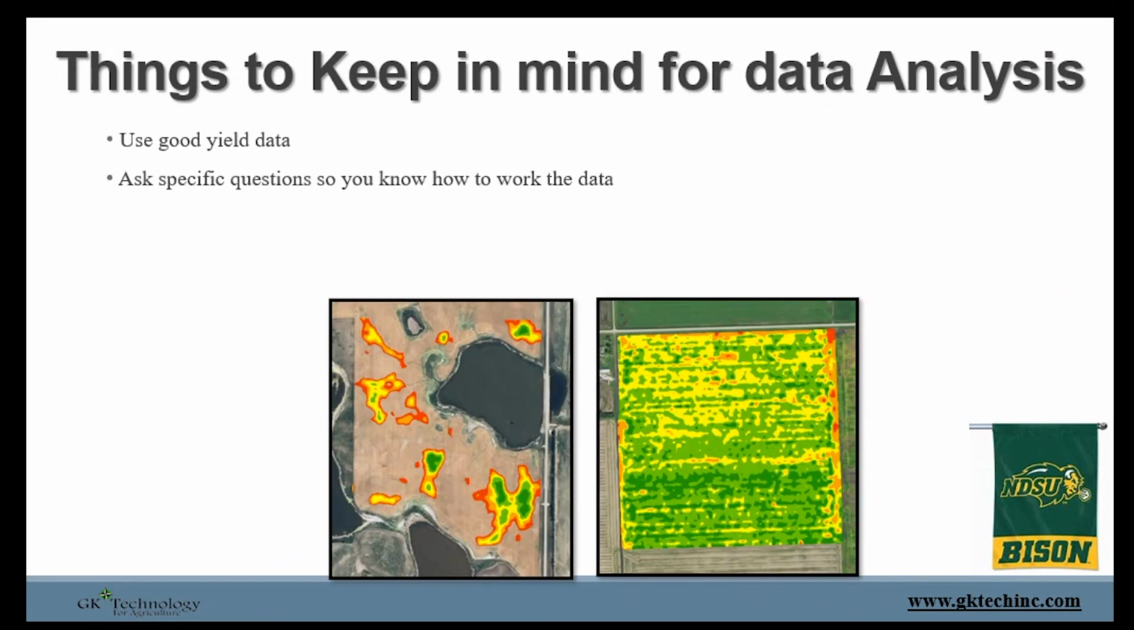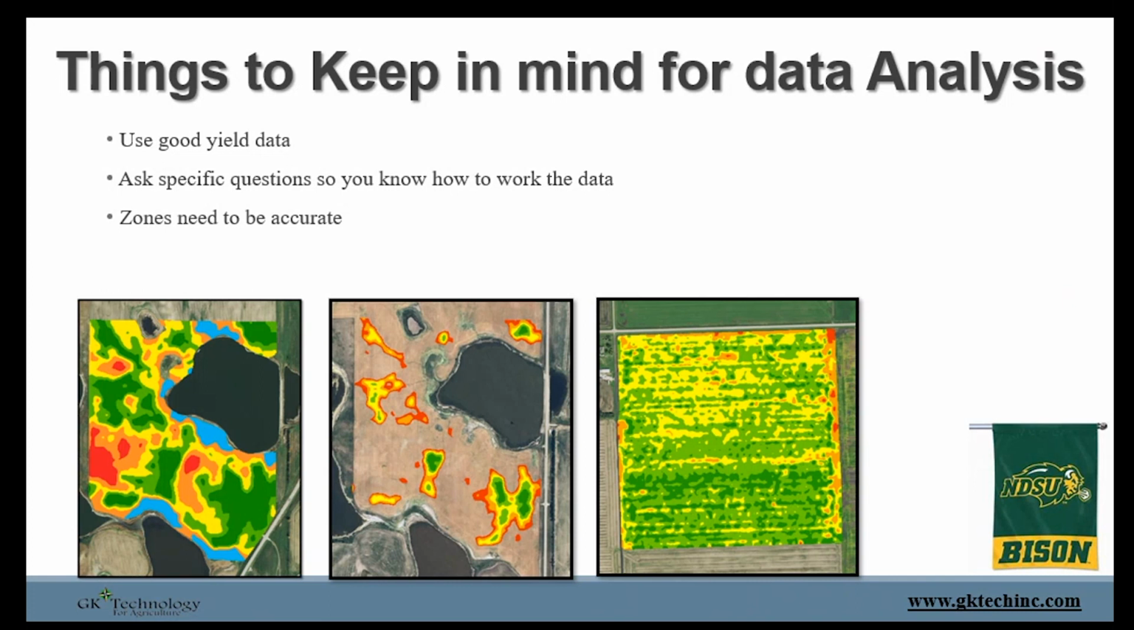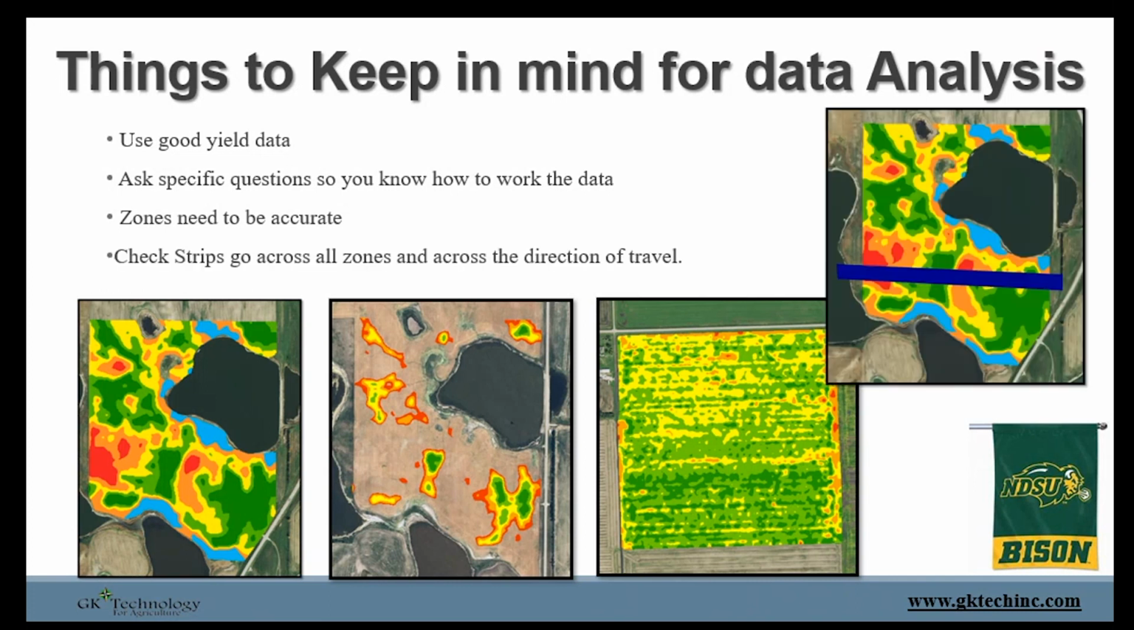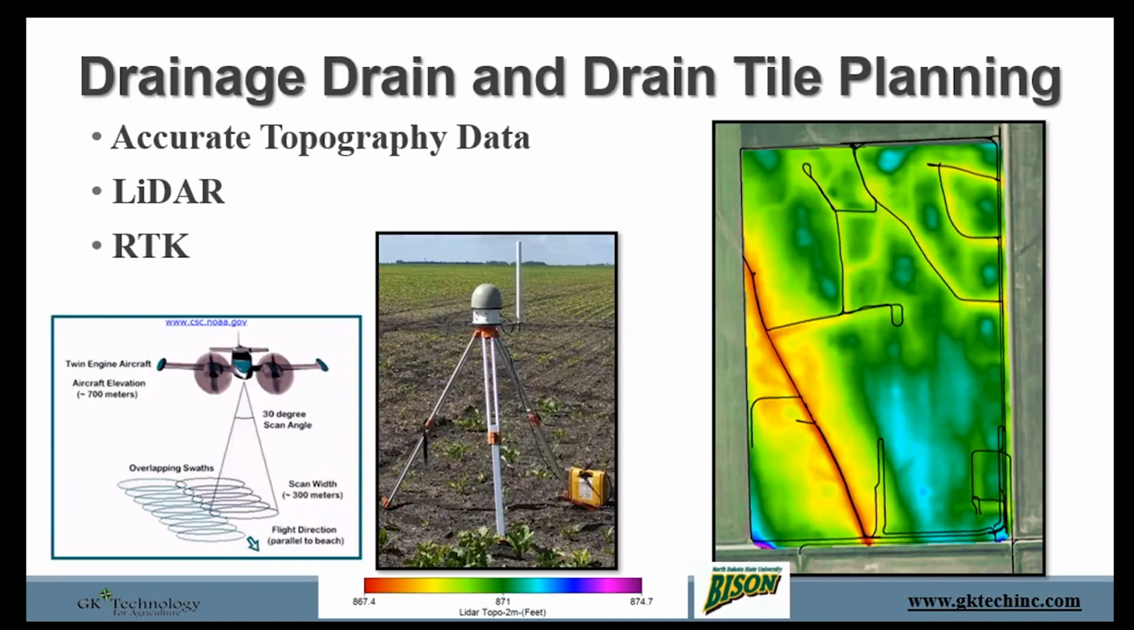So things to keep in mind: use good yield data, ask specific questions. Your zones do need to be accurate. You always have to have accurate zones, and make sure your check strips go across the zones. Let's talk just a little bit about topography data.